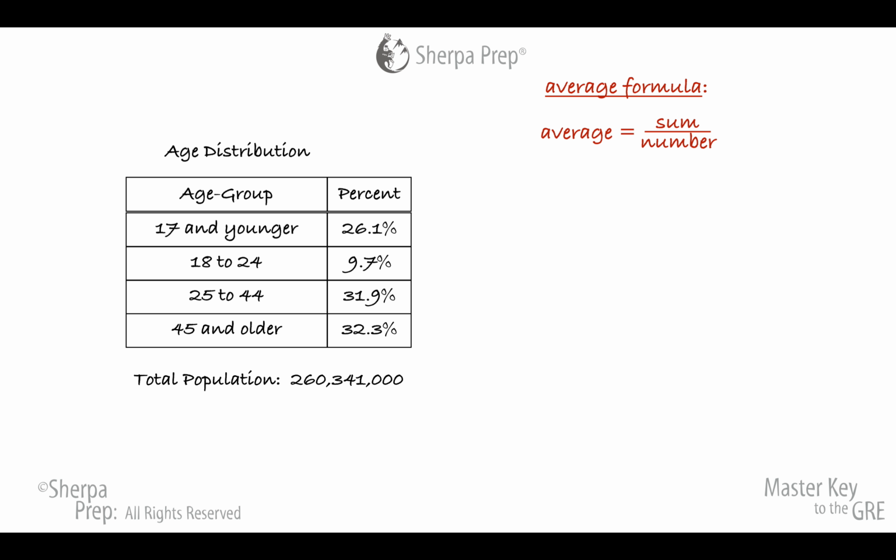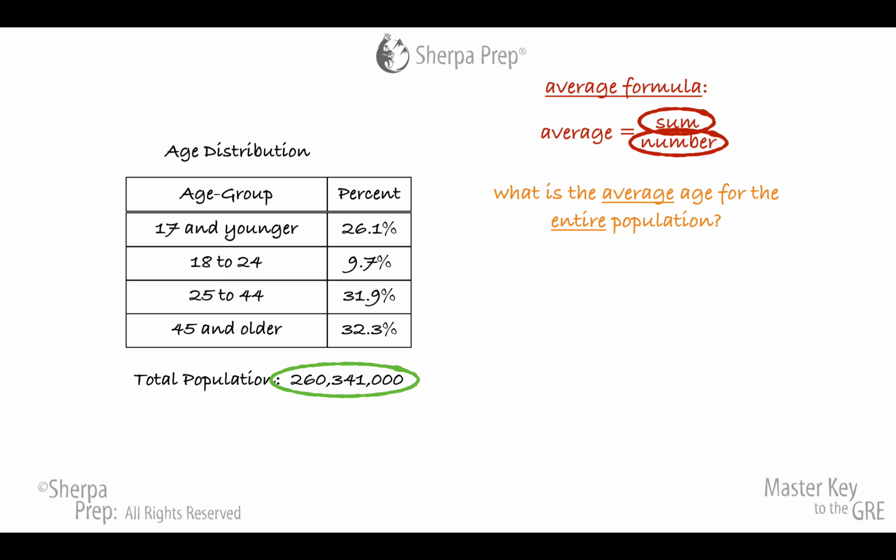So if we want to get the average age for the entire population, what are we going to need? We're going to need the sum of the ages divided by the number of people in the population. Now, one of these values we know. We're told in the problem that the total population was 260 million and change, which means we know the number of people in the population. To get the average age of the population, therefore, we simply need to get the sum of the ages. That is the real key to solving this problem. If we can get the sum of the ages, that's going to give us the average.